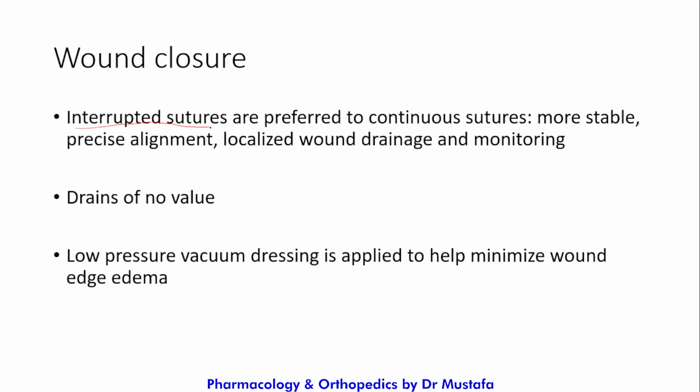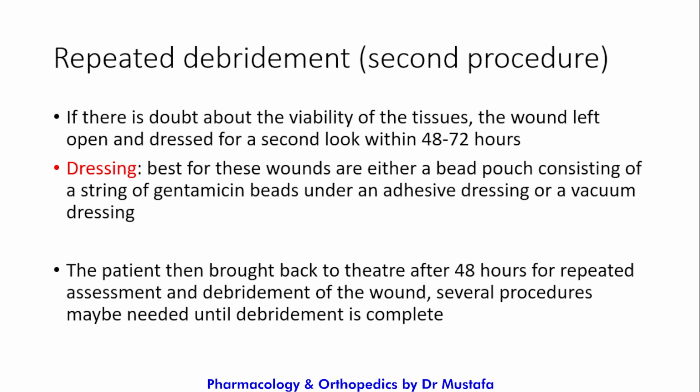Interrupted sutures are preferred over continuous sutures because they are more stable, there is a precise alignment, and localized wound drainage and monitoring can be done through the interrupted sutures. Draining the injury is of no value, and a low pressure vacuum dressing is applied to help minimize the wound edge edema. Now let's talk about the repeated debridement or the second procedure that is done after the first one.